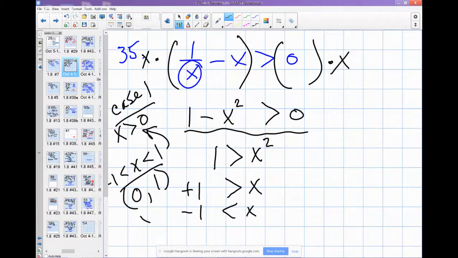So here, let me just write it this way. Inequality answer. So that's the case 1 solution.